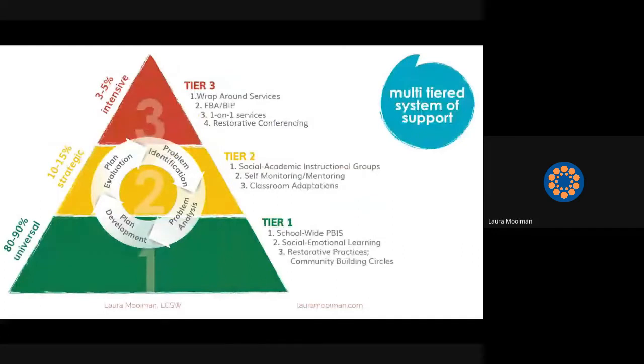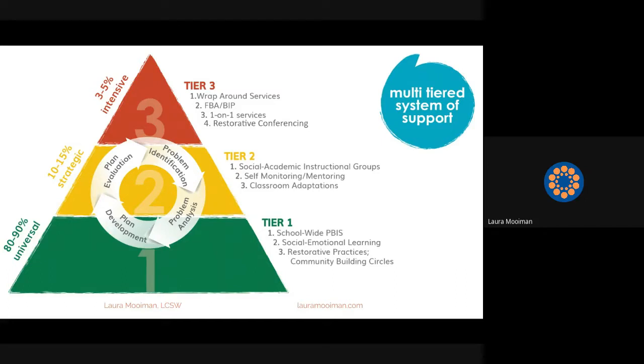So those of you that have looked at multi-tiered system of support know that PBIS was a three-tiered model of behavioral supports. And then we had RTI, a three-tiered model of academic supports. Then those two things came together, and we created an integrated multi-tiered system of support. So we want kids to have academic, behavioral, and social-emotional supports to the level that they need.